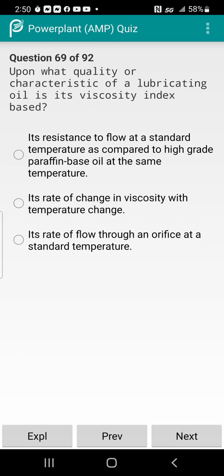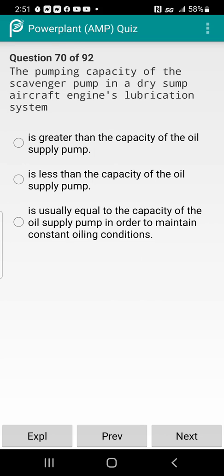Upon what quantity or characteristic of lubricating oil is its viscosity index based? Its rate of change in viscosity with temperature change. The pump capacity of a scavenger pump in a dry sump aircraft engine lubricating system is greater than the capacity of the oil supply.